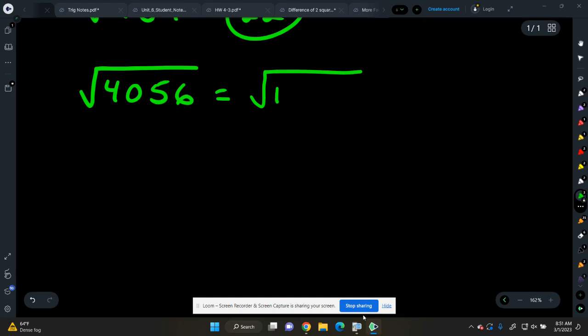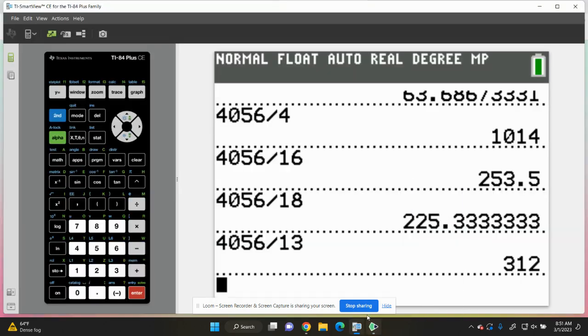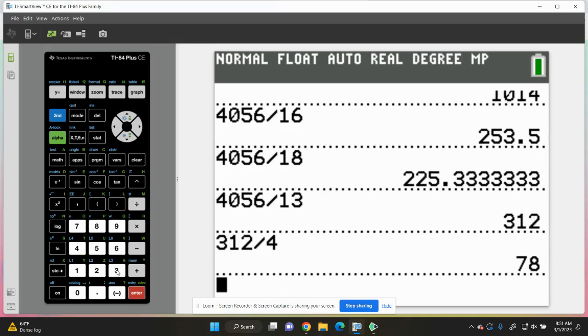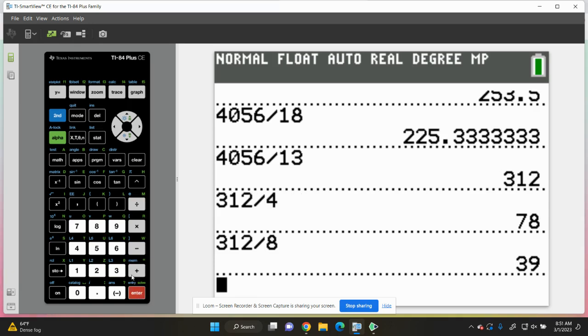Oh, yeah. 13 times 312. Did I do that right? 4,056. Because you saw this. Okay, so let's do 312 now. 312 divided by 4. Okay. 312 divided by 8. All right. 312 divided by 24. The reason I'm choosing 24 is that it's 8.